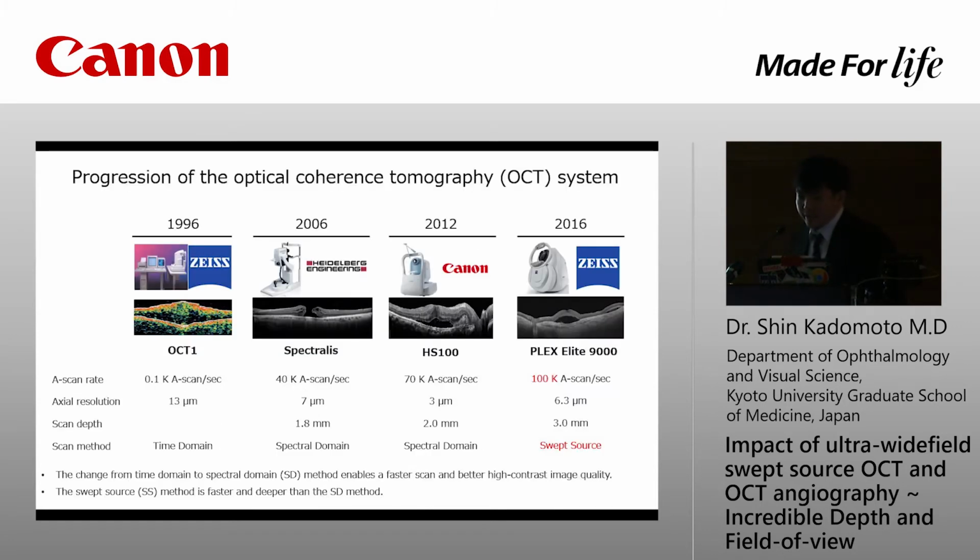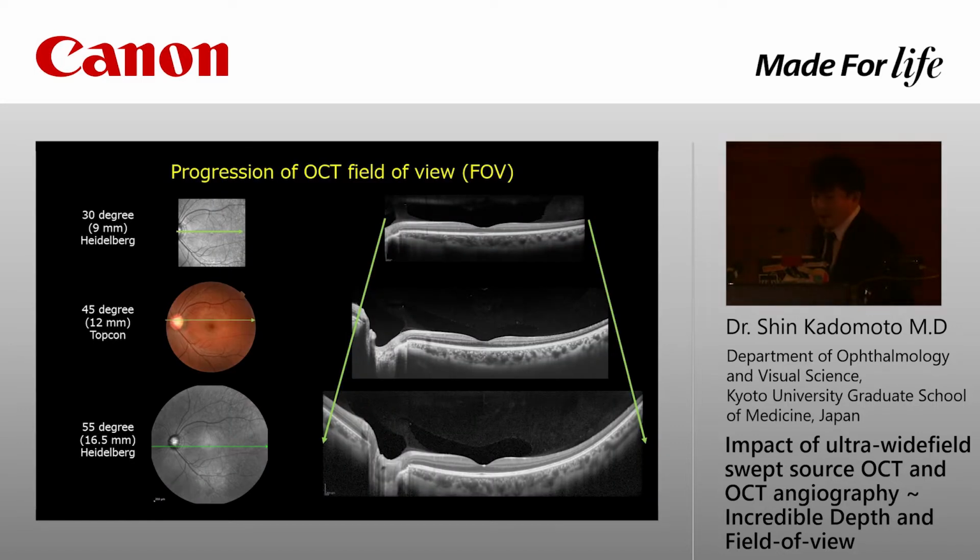Since 1996, the progression of OCT systems has been very rapid. The change from time domain to spectral domain method enables a faster scan and better high contrast image quality. Moreover, the swept source method is much faster and deeper than the SD method. Advancement of the optical system enables a wider field of view.